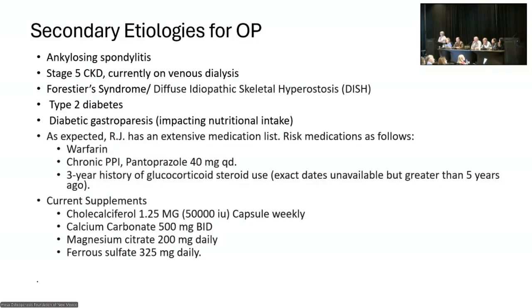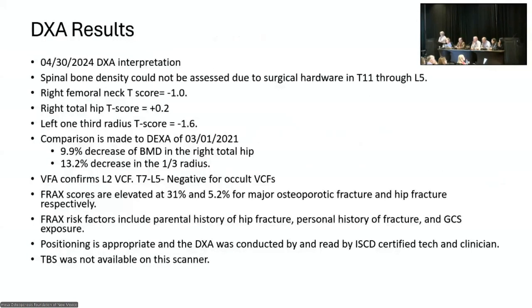She has an extensive med list. Her risk medications are her Coumadin for AFib. She's on a chronic PPI, and she does have some history of steroid use. These are the supplements that she came in with. I'm not sure who prescribed them, but she's on the cholecalciferol high dose weekly, calcium, magnesium, and phosphorus. She does have some renal anemia.